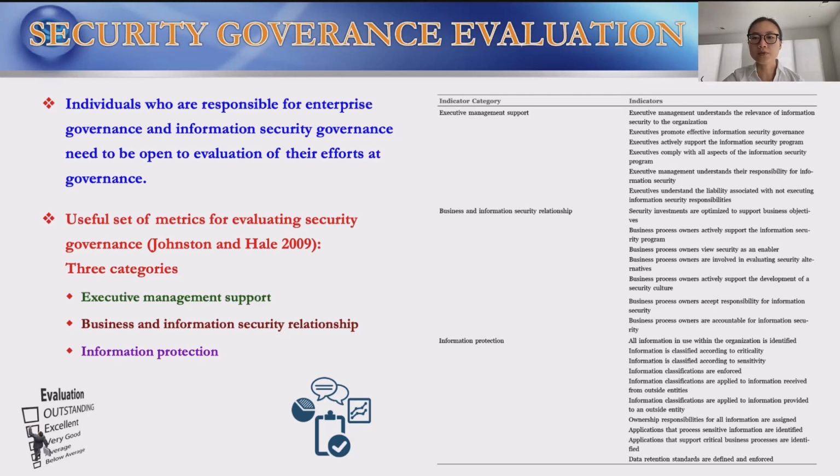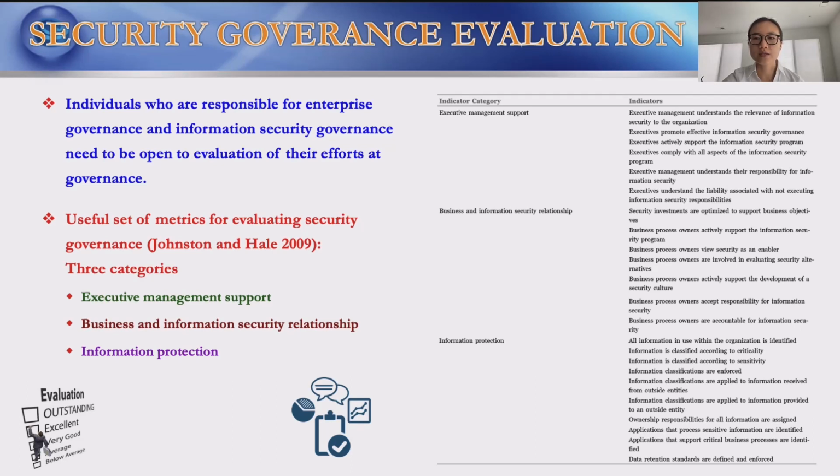The article Improved Security Through Information Security Governance reports a useful set of metrics for evaluating security governance. These metrics fall into three categories. The first category is executive management support. This is a critical component for security program success. If top executives exhibit an understanding of security issues and take an active role in promoting security, this influence spreads throughout the firm. Furthermore, stronger executive management security awareness and support promotes a culture of secure practice.